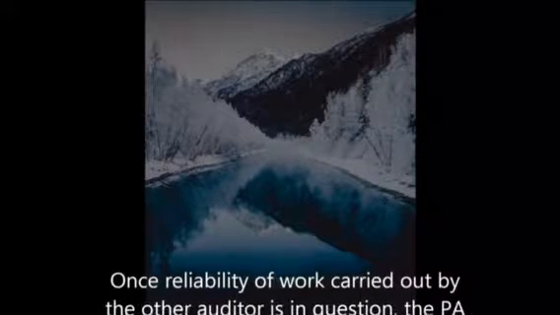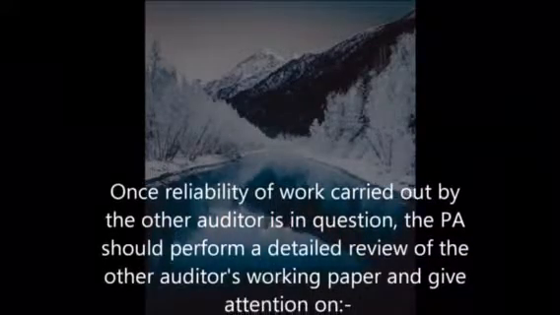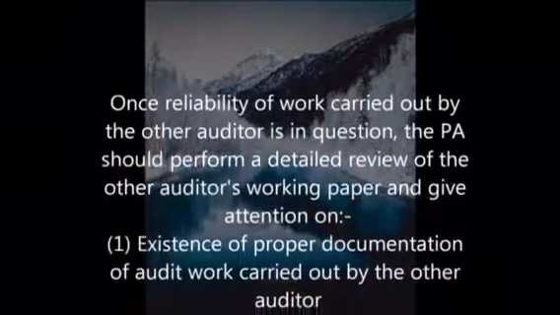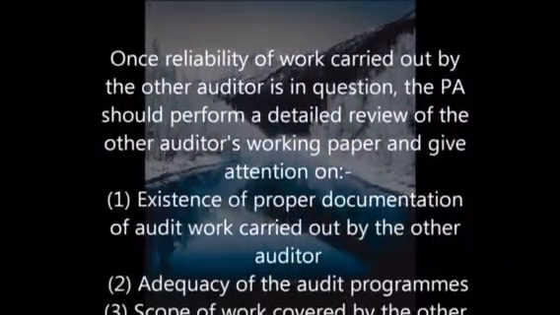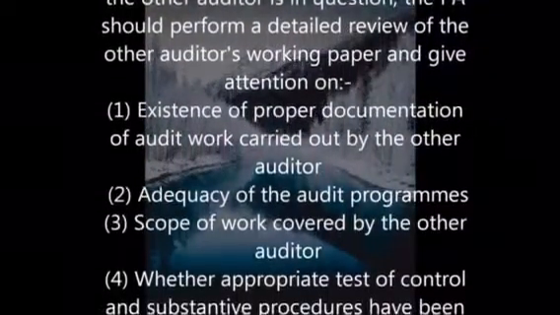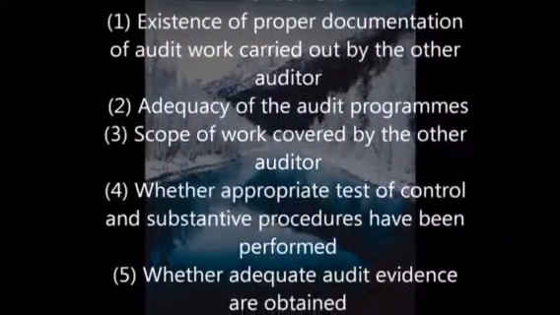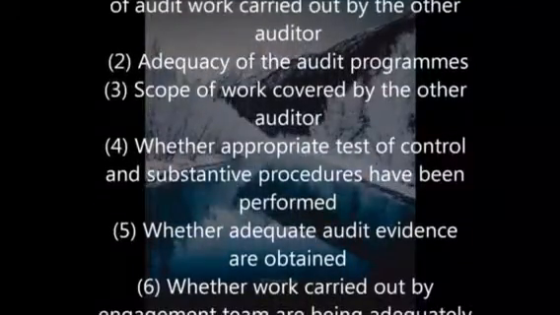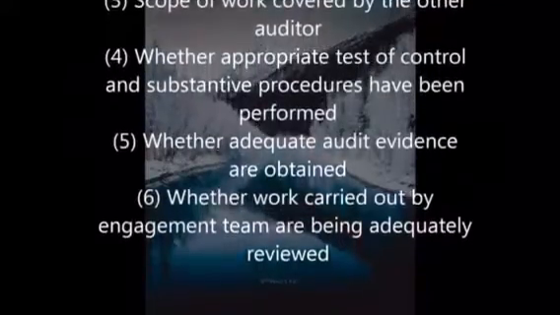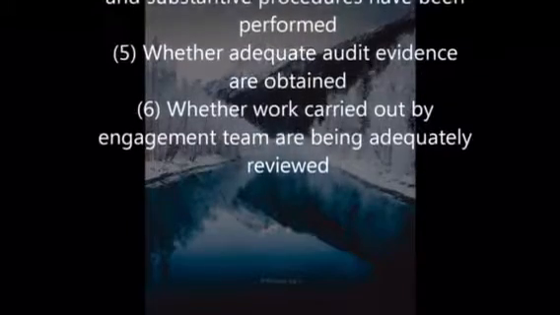Once reliability of work carried out by the other auditor is in question, the principal auditor should perform detailed review of the other auditor's working papers and give attention to existence of proper documentation of audit work carried by the other auditor, adequacy of audit programs, scope of work covered by the other auditor, whether appropriate tests of control and substantive procedure have been performed, whether adequate audit evidence is obtained, and whether the work carried out by the engagement team is being adequately reviewed.